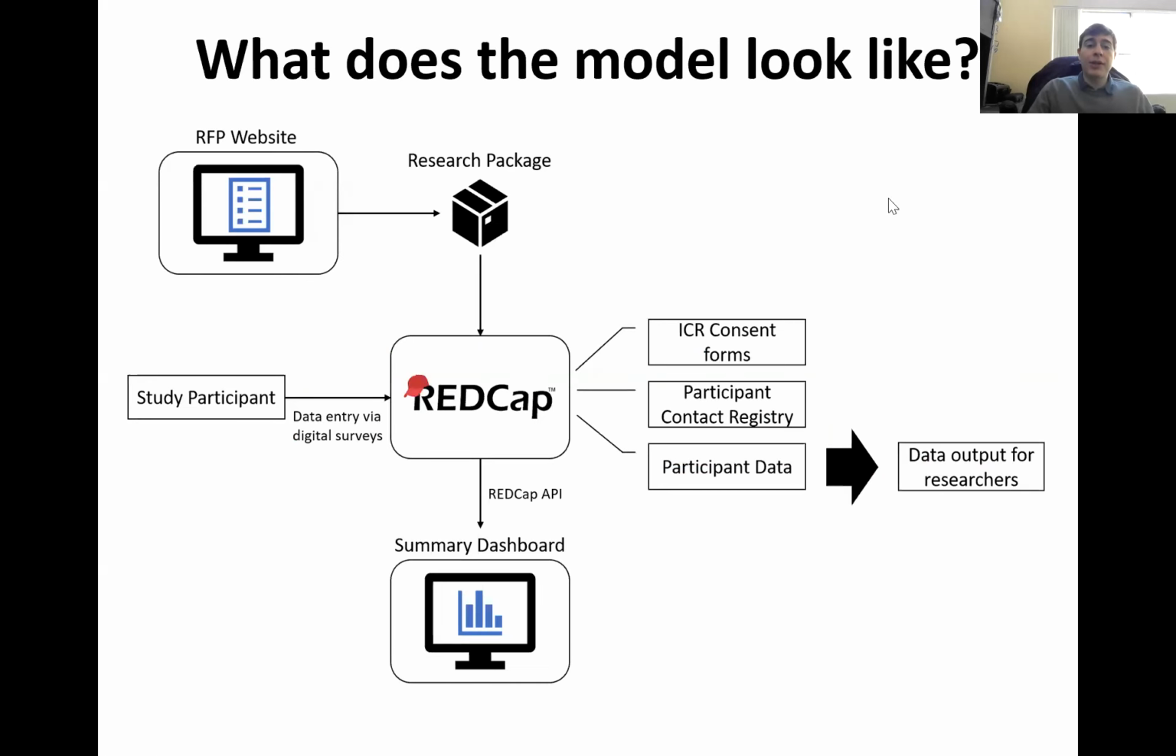So with that bigger picture in mind, we can zoom in a little bit to get an idea of what the model looks like. This is where I'll start describing the individual pieces that fall under the ICR umbrella in a little bit more detail. So it all starts with the request for proposal, or RFP website. This is a website that we have created to accept proposals for research and to review those proposals internally.